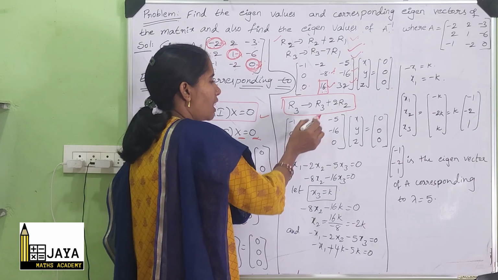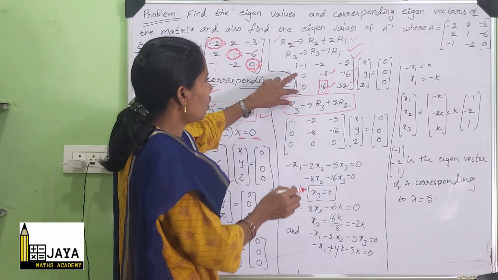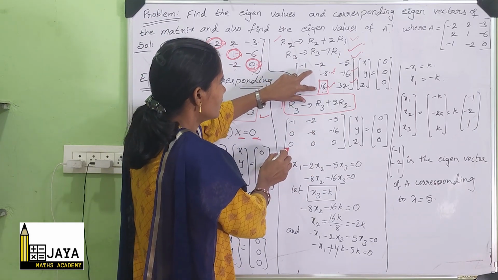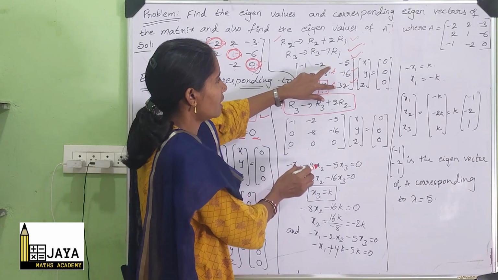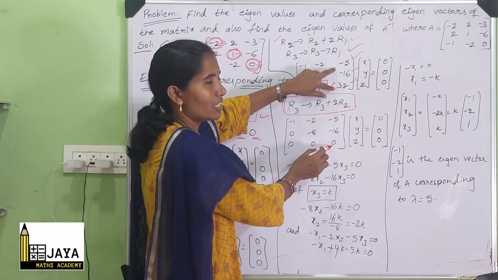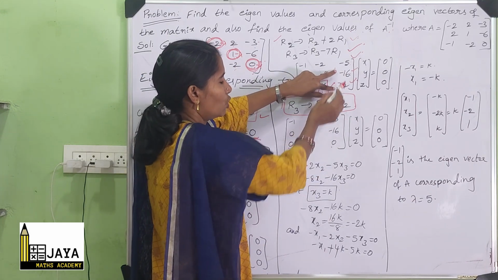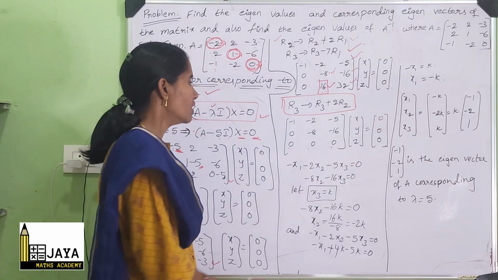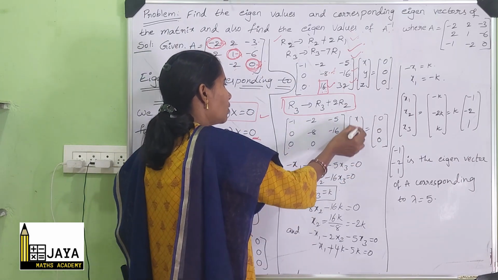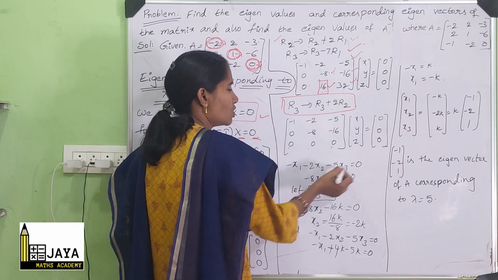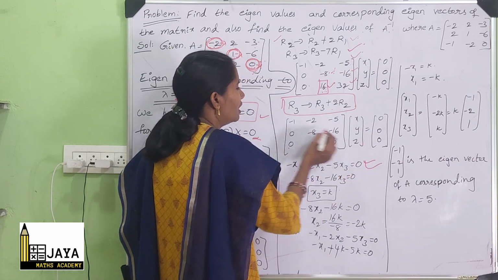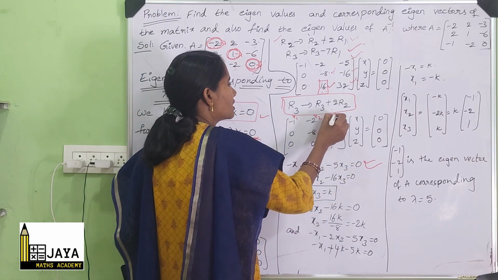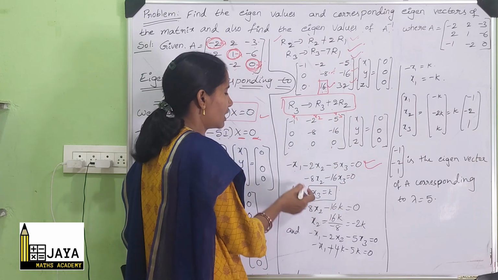The same R3 operation we are doing. So 0 minus 0, 16 minus 16, 32. Here also minus 32 will come by multiplying with 2. So 0. X, Y, Z equal to 0, 0, 0. Here X, Y, Z we are writing as x1, x2, x3 also. However we want, we can write here. So this is x1, x2, x3, or otherwise x, y, z also we can write.